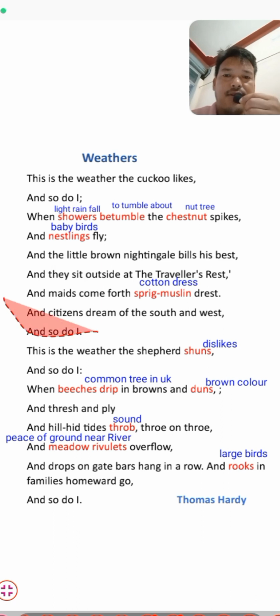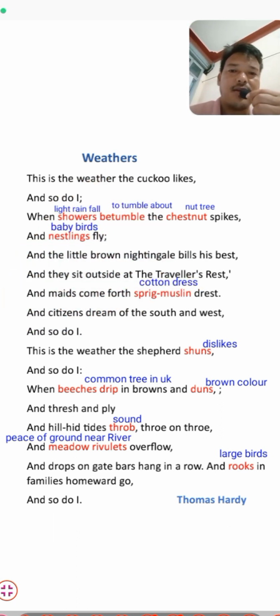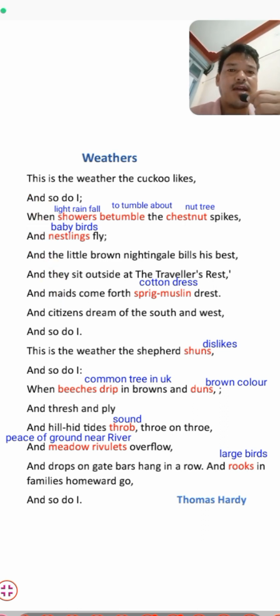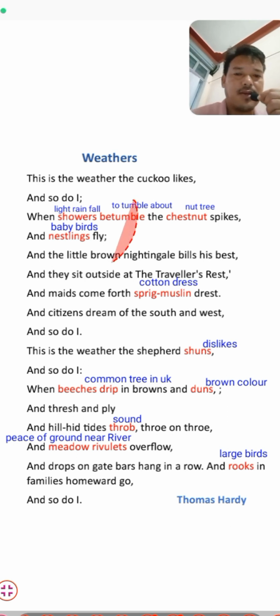So here in the first stanza, students, before we discuss, I have written the meaning of all these highlighted words in red color. In the first stanza, students, the poet is describing the beautiful and pleasant spring. The poet says it is the season of cuckoos and nightingales, when they feel very good and better. And light rain flows over the pointed leaves of the chestnut.